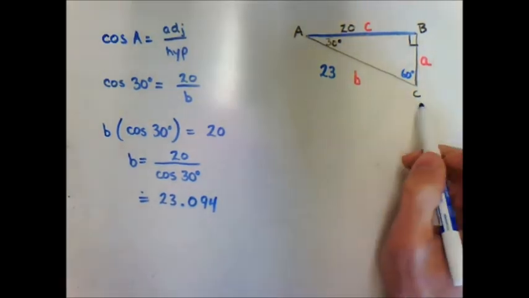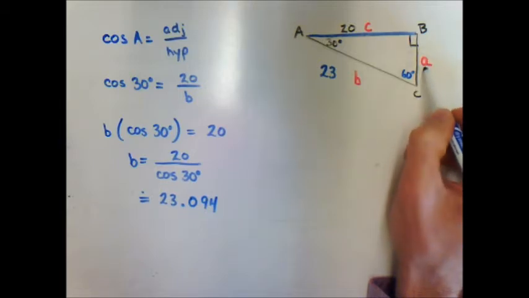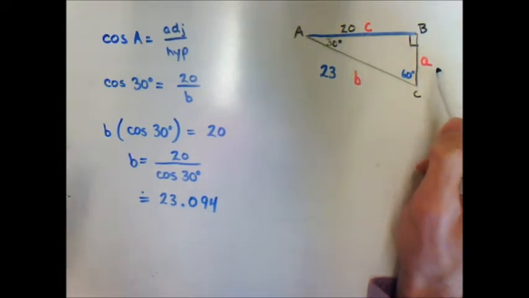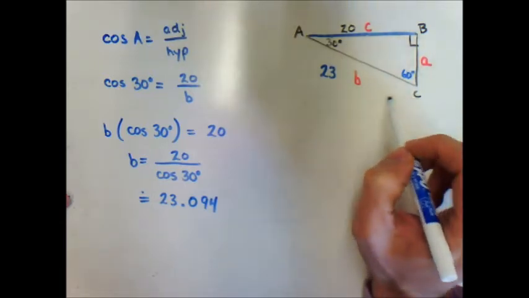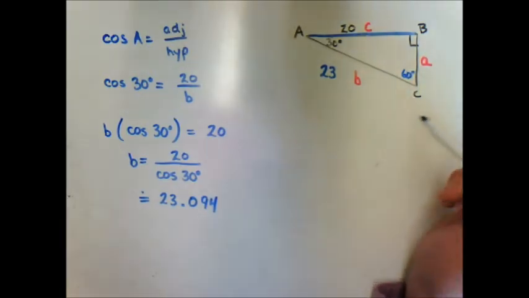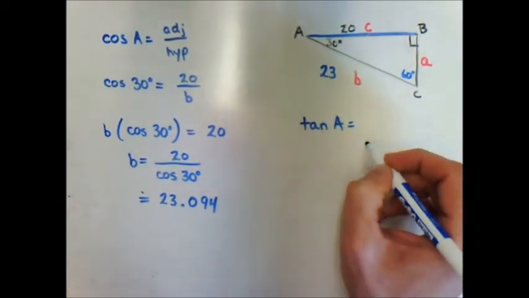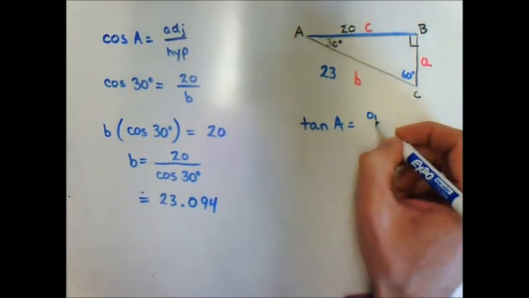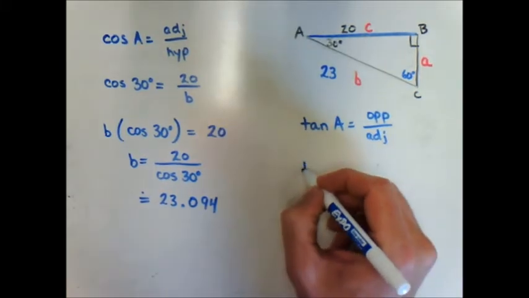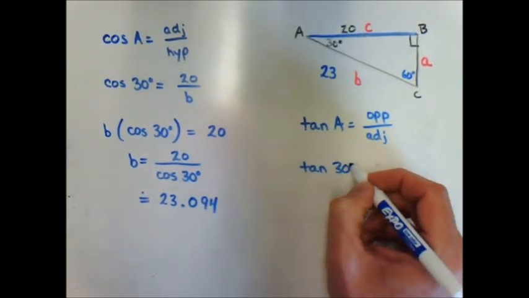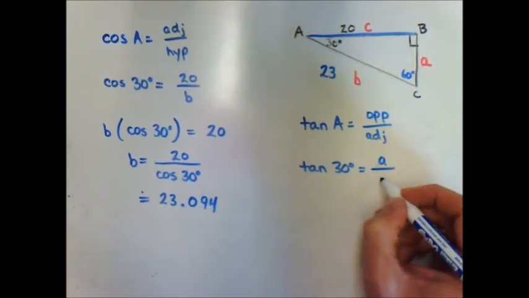Well, which trigonometric ratio should we use to find a, the side length of a? We can really use any of the trigonometric ratios. We just have to pick the right angle and the right side measurements to go in the right place in our ratio. Let's use tangent. The tangent of angle A is opposite over adjacent, which means the tangent of 30 is a over c, which is 20.